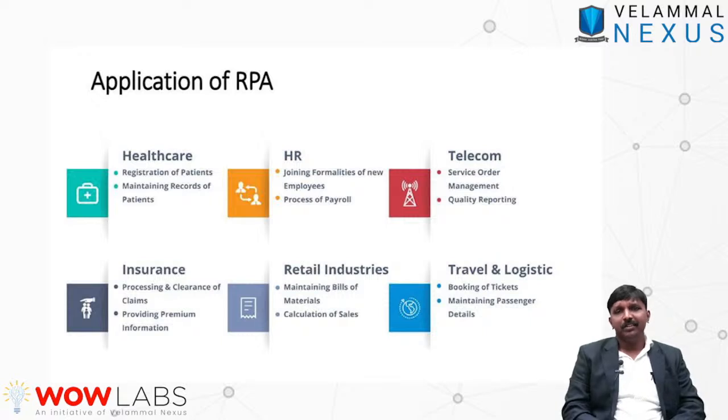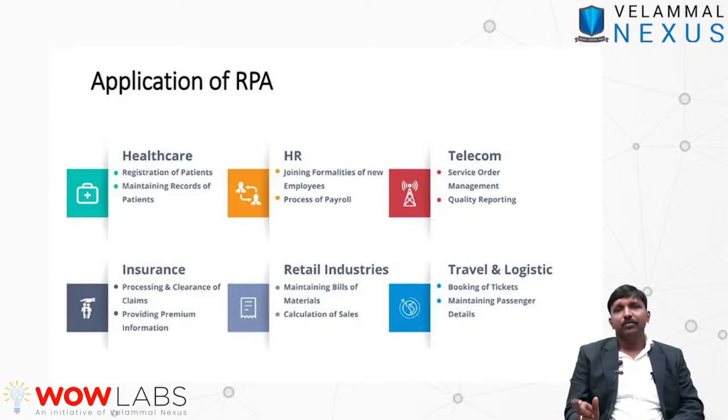In the retail industry, maintaining bills and materials is very important. Maintaining the bills of purchase and the material bills will be done by RPA. How much stock is there at present, and how much needs to be purchased for this month or this week, will all be referred with the help of RPA, because RPA maintains everything 100% without any error. It keeps updating the details of the retail industry by maintaining bills and materials.